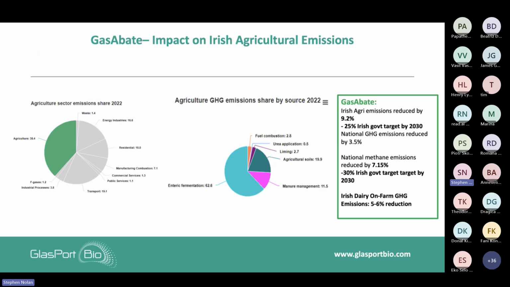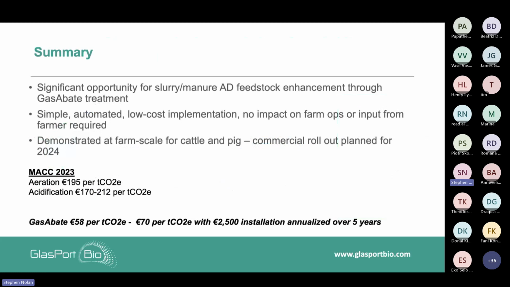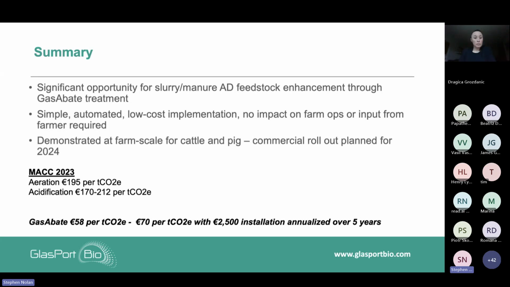So, just in summary, there's a significant opportunity for slurry and manure AD feedstock enhancement. This system we've installed is a simple, automated, low-cost system. And in terms of greenhouse gas abatement, per ton of CO2 equivalent, aeration costs about €195 per ton, and acidification is a similar cost. Our treatment comes in at about 58 to 70 euros per ton of CO2 equivalent abated.